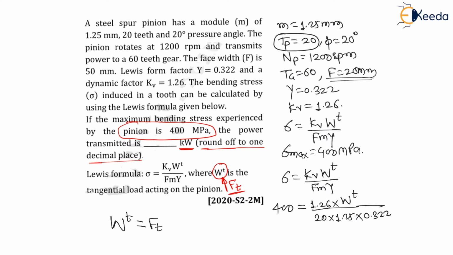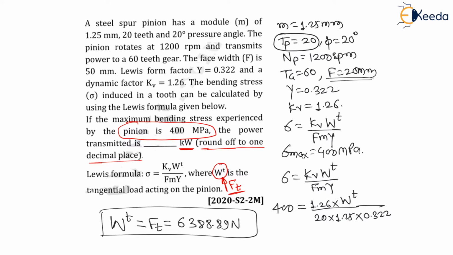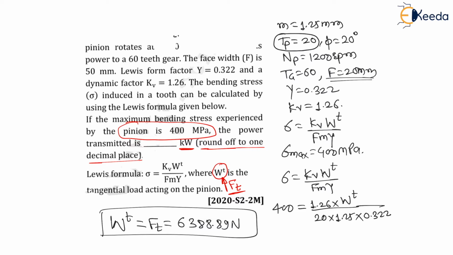Generally we call it Ft in our language. So my dear students, if I simplify for this tangential load, I will get 6388.89 Newton. This should be the tangential load here, right? And the question is to find the power transmitted in kilowatt. So let us solve this question for power transmitted.